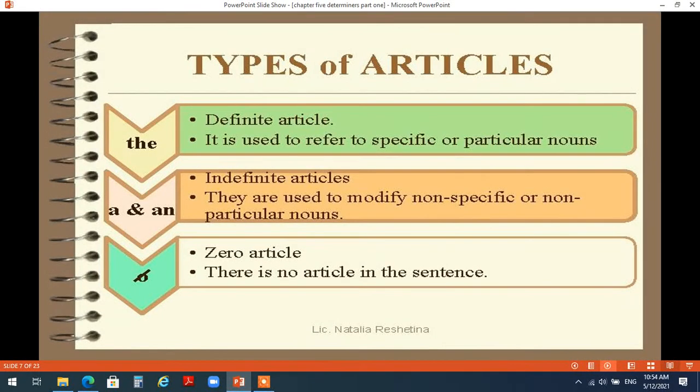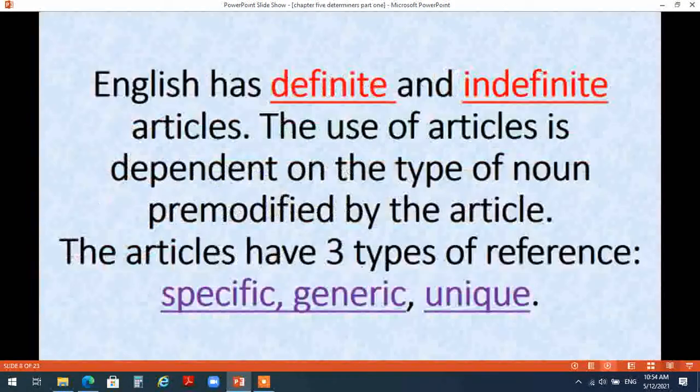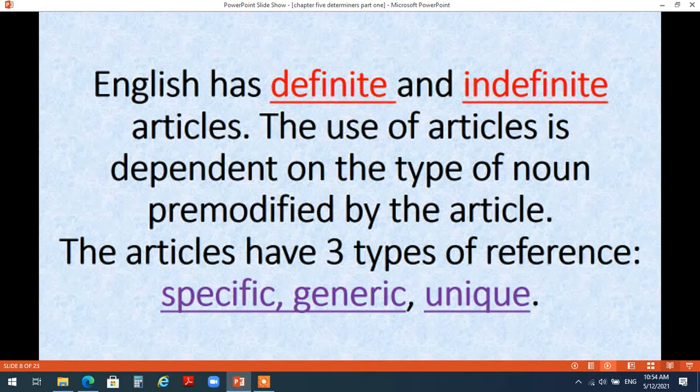These are called indefinite articles, and they are used to modify non-specific or non-particular nouns. Regarding the third type, it is called zero article. This means that there is no article to be used in the sentence. So these are the 3 types of articles. Now, English has definite and indefinite articles.